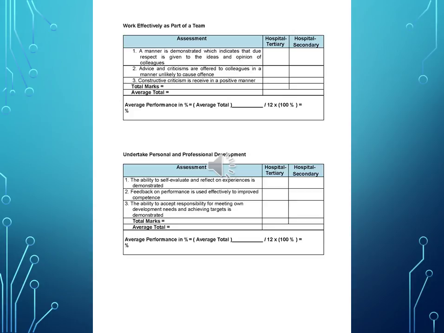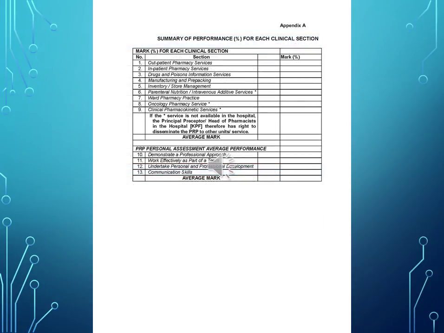Undertake personal and professional development. Assessment: hospital tertiary, hospital secondary. 1. The ability to self-evaluate and reflect on experiences is demonstrated. 2. Feedback on performance is used effectively to improve competence. 3. The ability to accept responsibility for meeting own development needs and achieving targets is demonstrated. Total marks equals. Average total equals. Average performance in percent equals average total over 12 times 100% equals. Summary of performance: % for each clinical section, mark % for each clinical section.